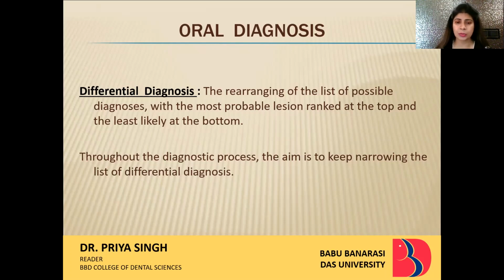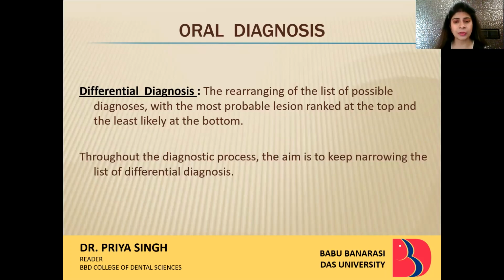Throughout the diagnostic process, the aim is to keep narrowing the list of differential diagnosis. Now, how can we narrow this DD? We can narrow the differential diagnosis by doing investigations and eliminating the pathologies. To give one example, if there are 5 differential diagnoses, the investigation to confirm the diagnosis should first be done for the most likely, highest pathology.